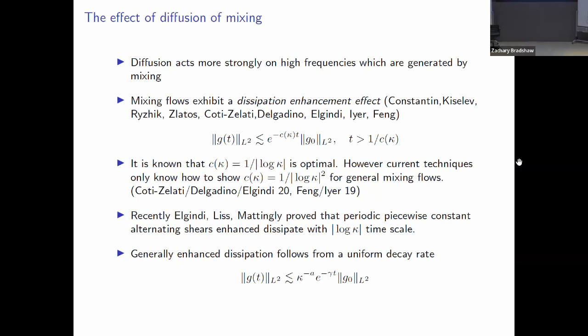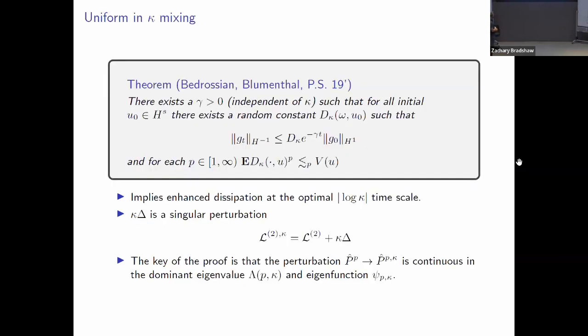Generally, if you wanted to get enhanced dissipation, it more generally follows from something where you get a decay rate that looks like this. You have a rate gamma that does not depend on kappa, so you decay exponentially uniformly in kappa, but there's some prefactor that blows up as you send kappa to 0. And essentially, this is what we get when you add diffusion to the problem.